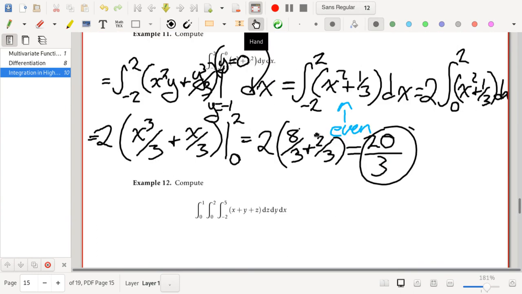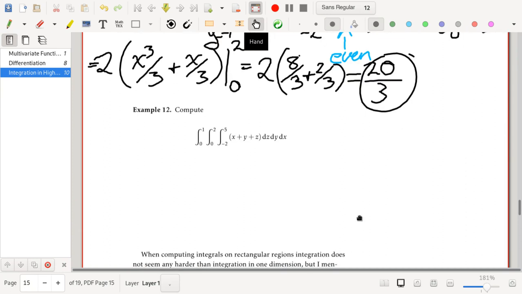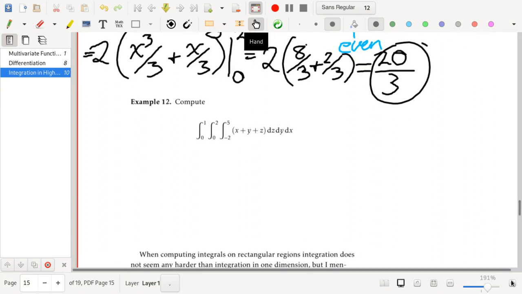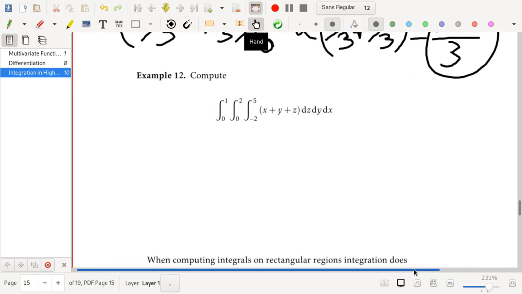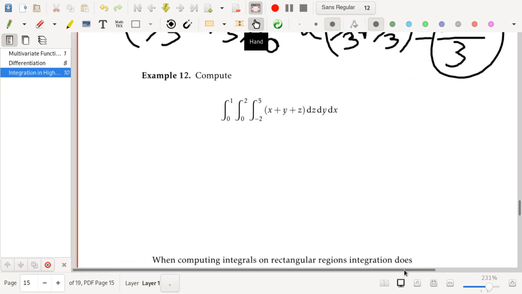All right, last example. This one I just want to show what you'd do if you had more than two variables. So an integral from 0 to 1, 0 to 2, negative 2 to 5 of x plus y plus z, dz dy dx. This might take a while.